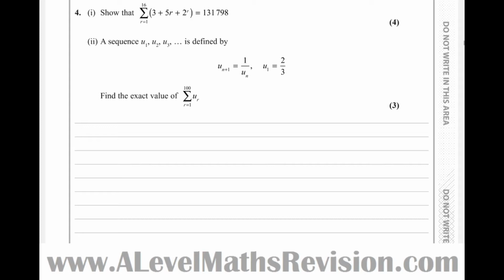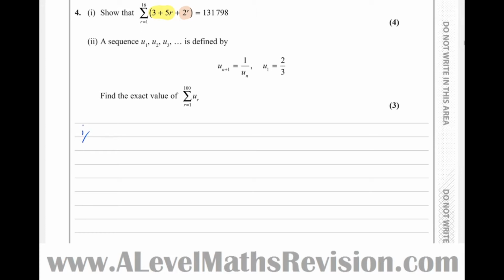So question 4, it says show that the sum between 1 and 16 of that expression there, 3 plus 5r plus 2 to the r, is 131798. So what we can do here, it's a show that question, so we need to show full working, but we've got to notice that this bit here is an arithmetic sequence, but this bit here is a geometric. So we're going to have to use two different formulae here.